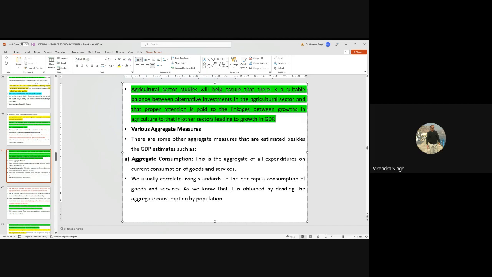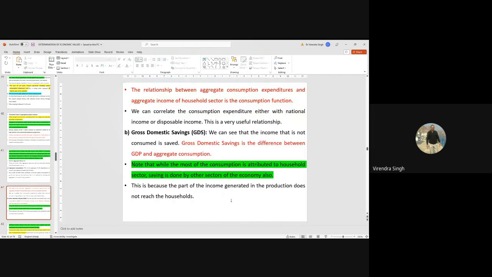As we know, it is obtained by dividing the aggregate consumption by population. Consumption level is estimated by dividing total consumption expenditure on goods and services by the number of population. So per capita consumption will be an indicator of how much goods and services, on an average, an individual consumes in the society, and that is a reflection of the standard of living of that society.